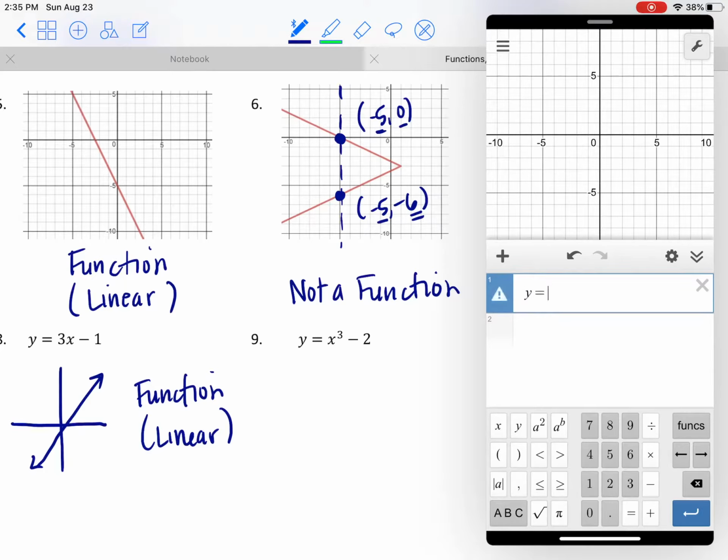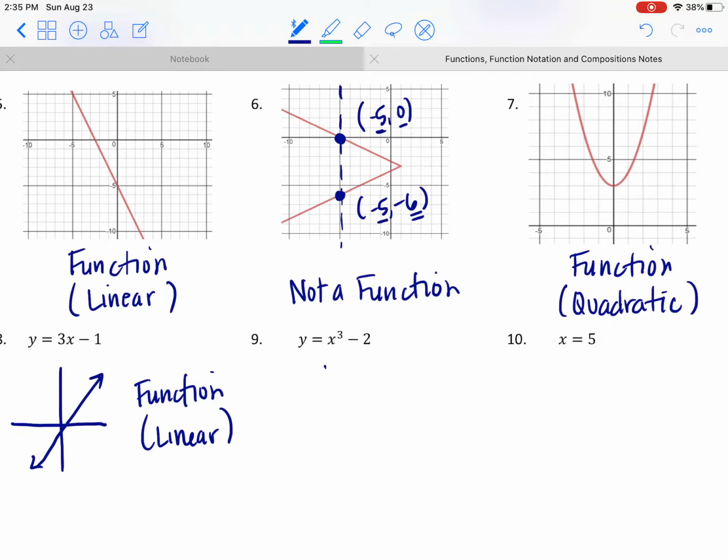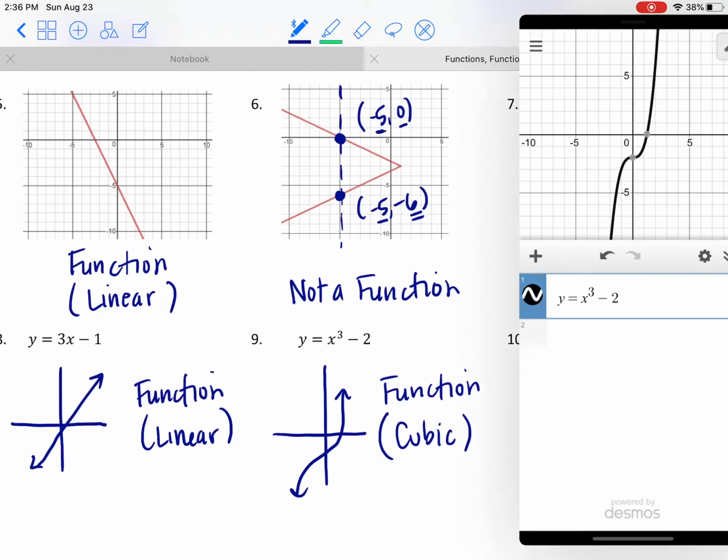Okay, let's type in the next one. We have y equals x to the third power. We're going to use this a, b button to make an exponent, and then third power, and then we're going to subtract 2 from that, and then we see a little bit of a squiggle in the graph there, but it's still going to pass the vertical line test, so this is still a function. So let me sketch this out, just so we have good notes, and it looks something like this. Still represents a function, still passes the vertical line test. And again, we're going to talk about these classifications later, but this is in fact what we call a cubic function.